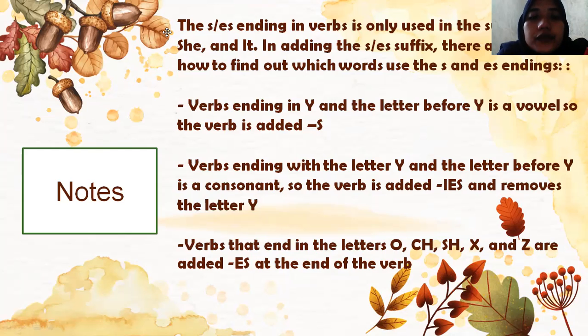Number three is the verbs that end in the letter o, ch, sh, x, and z are added es at the end of the verb.